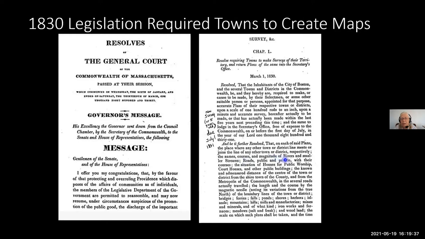Names, courses, and magnitudes of the rivers and the smaller streams, public and private roads, houses for public worship, courthouses, other public buildings, so we may see schools. The known and measured distance of the center of the town to the shire town of the county seat. When we're looking at Irving, that would be Greenfield. And from the metropolis of the Commonwealth. So how far is it from the center of your town to Boston?